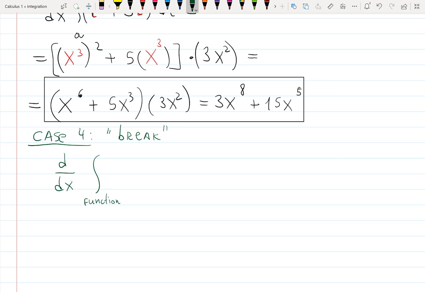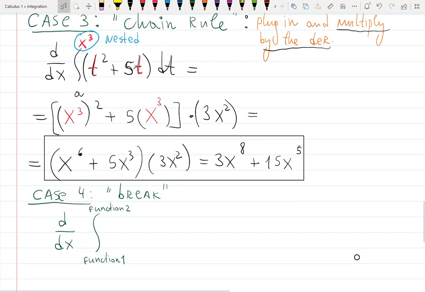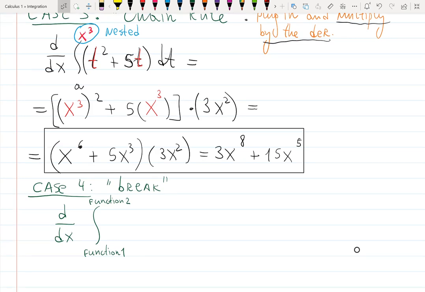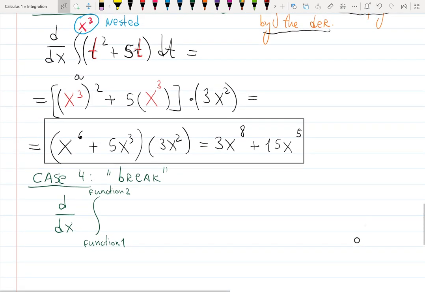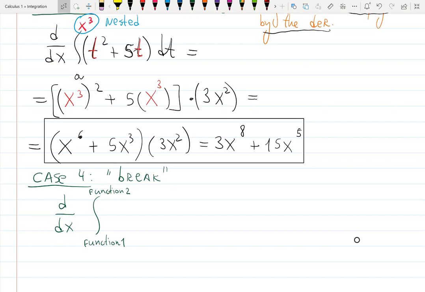And function number 1, I will even call it function 1. And at the top, I will have function 2. So, like here, the case before, I had from a to x cubed. So at the top, I had a function called x cubed. What if I have functions at both sides? What is your idea how to actually figure that out?